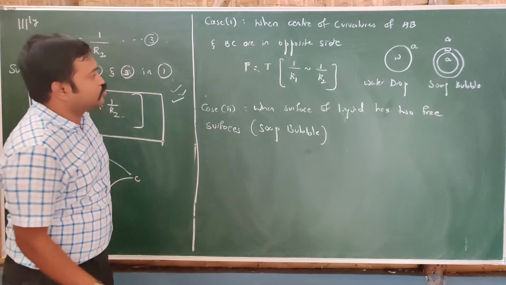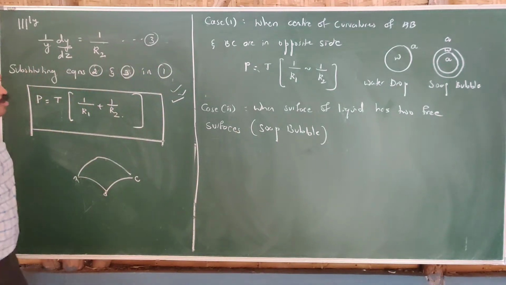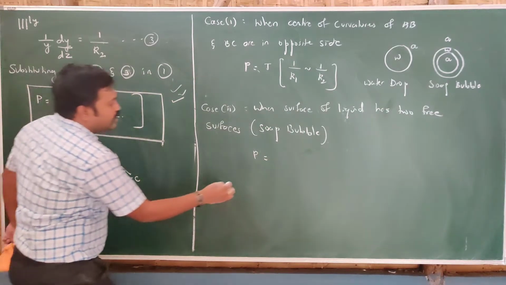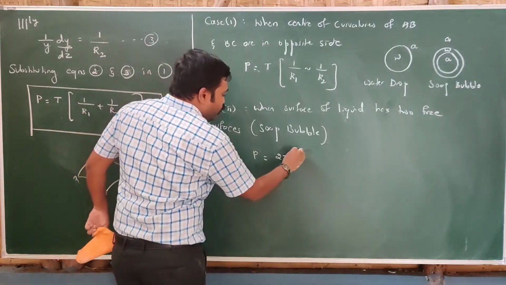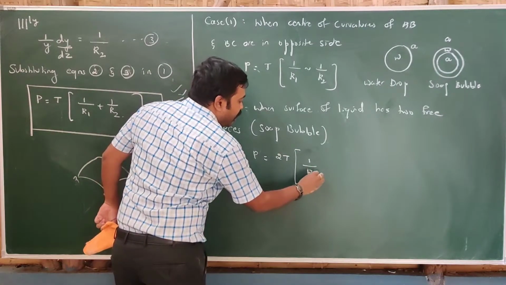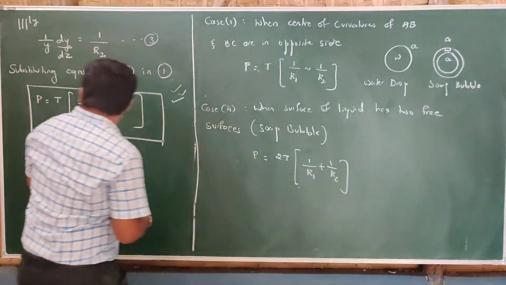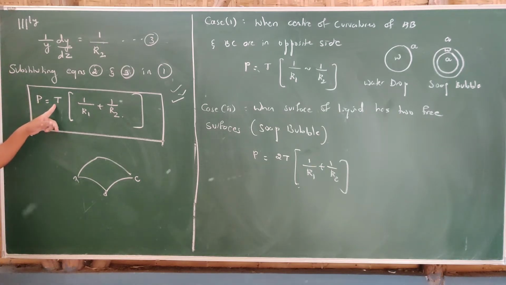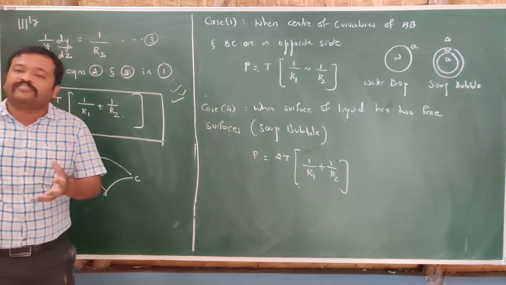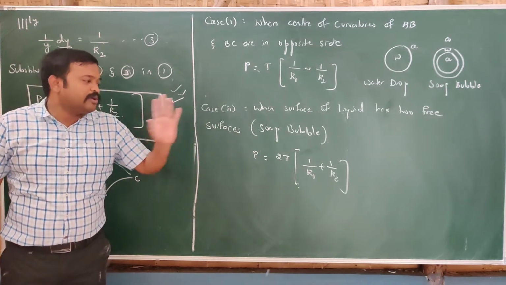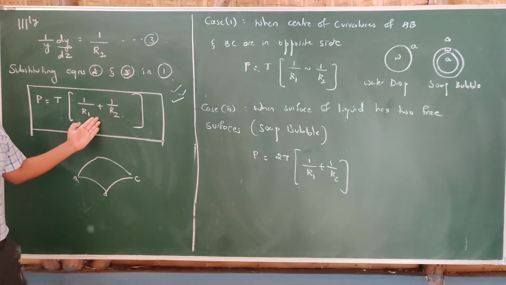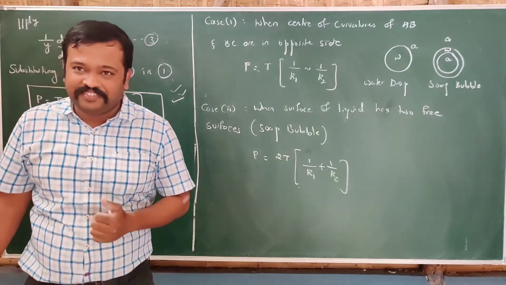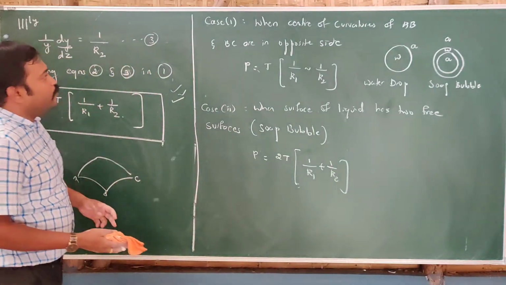Now if it has two surfaces, what happens to the formula? The formula will be twice of this because it has two surfaces. So instead of T, we'll have 2T into the bracket 1 by R1 plus 1 by R2. If it is a single surface, the pressure is T times 1 by R1 plus 1 by R2. If it has two surfaces, the pressure is 2T times 1 by R1 plus 1 by R2. Same side plus, opposite side difference. If there are two surfaces, the formula changes to 2T instead of T.